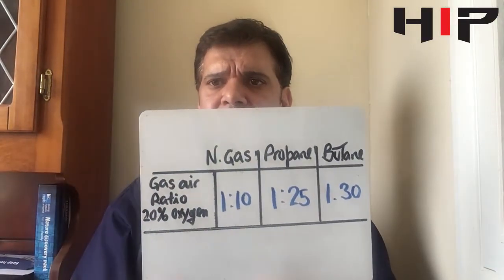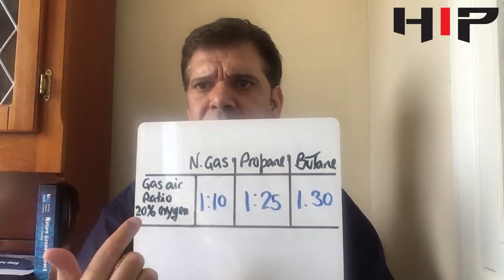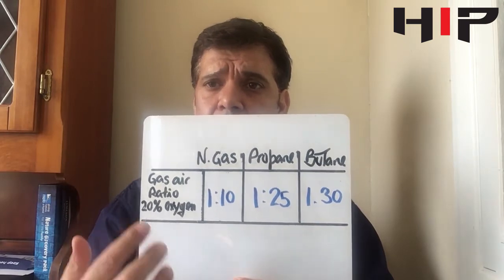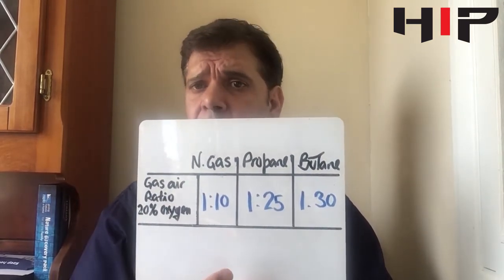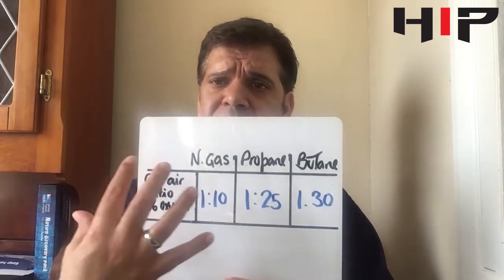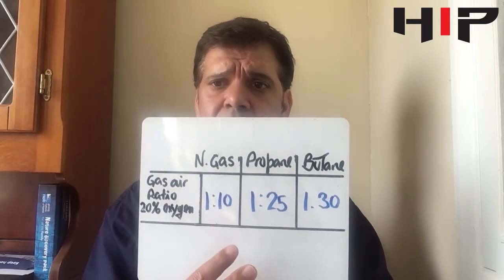Now I'm going to show you a table, where as you can see, natural gas, propane and butane, and the gas to air ratio at 20% oxygen. Natural gas is 1 in 10, propane 1 in 25, and butane 1 in 30. So that's the table about the gas ratio for these three gases.